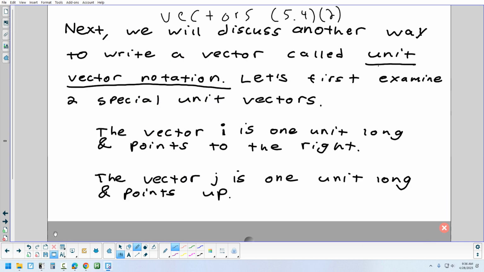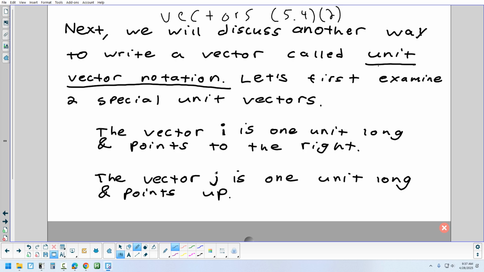J is another special vector, and if you name a vector J, then it has to be 1 unit long and it has to point up. I and J cannot mean anything else when you're talking about vectors.